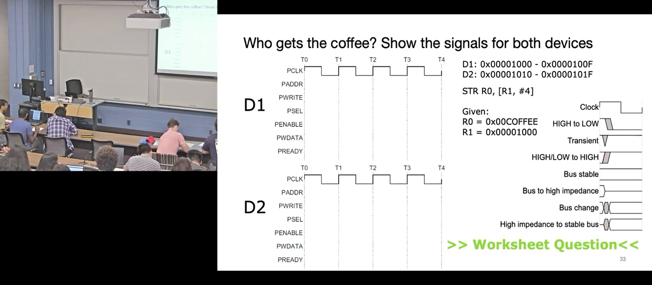So just to be clear, we have an address range, or I should have been more clear. Device 1 has an address range of 0x1000 to 0x100F, right? D2 has an address range of 0x1010 to 0x101F. So any addresses within those ranges, these are the peripherals, the ones that they're responsible for responding to.